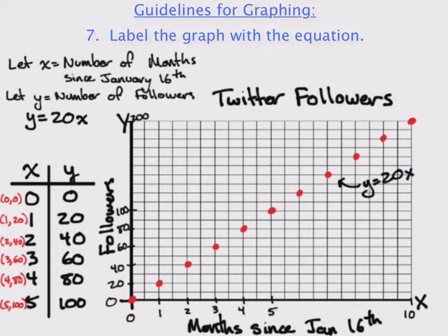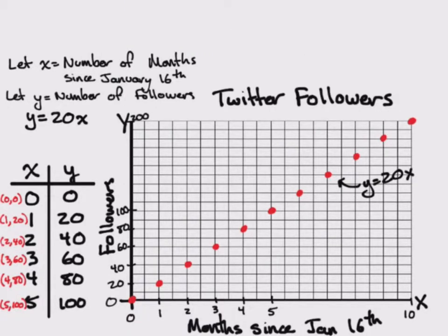Now note, we can make the scale on either axis whatever we want. For instance, on our vertical axis, instead of having each 1 box representing 10 followers, we could have had every 1 box representing 20 followers. And while this graph may look a little different, it actually captures the exact same relationship.